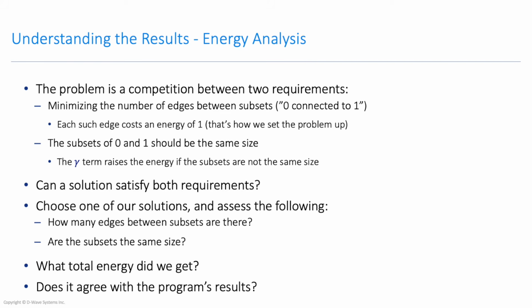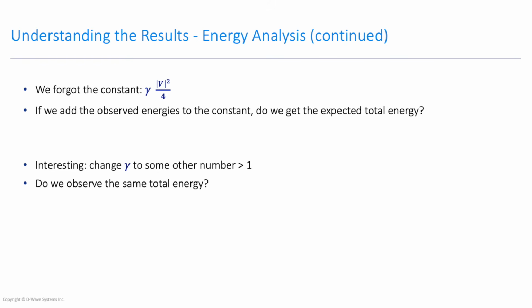And this is where that constant comes into play. We forgot the constant, which was gamma v squared divided by 4. And if we calculate what that is in this particular problem, gamma was 1.5, v is 4, so that comes out to 6. If I add 6 to the -2s that I got from the energies for those ground state solutions, I do get a total of 4. That's the expected total energy.